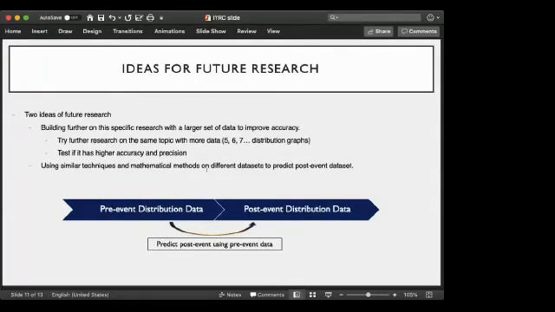Next, I'd like to use similar techniques and mathematical methods on different events that need the prediction of after-result distribution data using the before-event distribution data. Also, since I am very interested in the milling process itself, I'd like to continue the research on milling machines and their mechanical analysis.